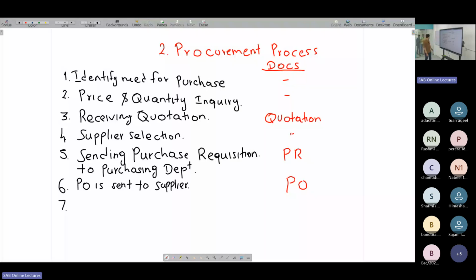Now the purchase order is sent to the supplier, so the buyer has confirmed his order. Now it is time to receive the goods. Once you confirm the order, the seller will send the goods to the buyer's place. So here, receiving goods.